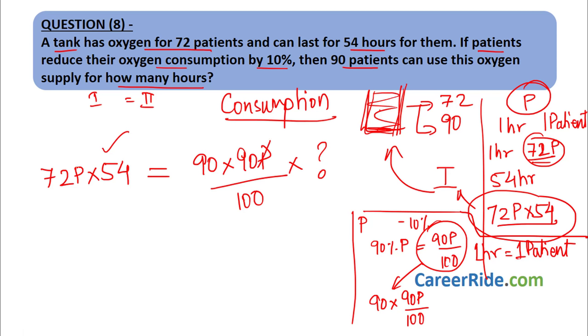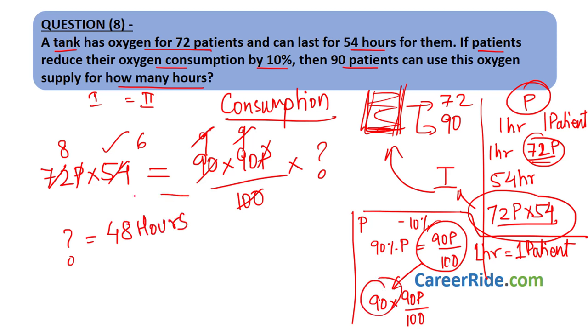Let's solve. P gets cancelled over here. 9s are 10, 9s are 10, 10s are 100. 9, 6 are 9, 8s are question mark equal to 8, 6 are 48 hours. So 90 patients can breathe in for 48 hours if they reduce their oxygen consumption by 10%.